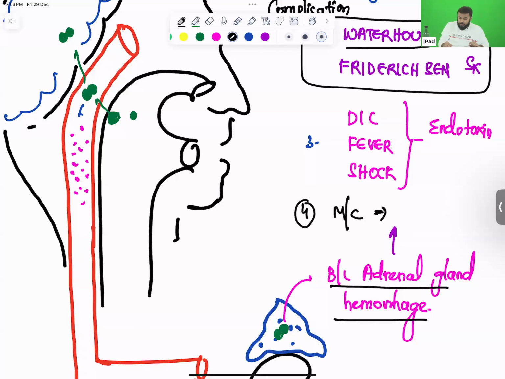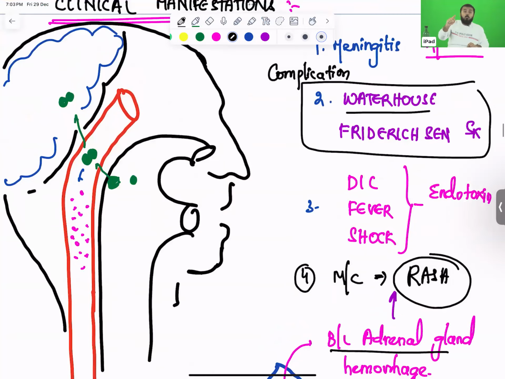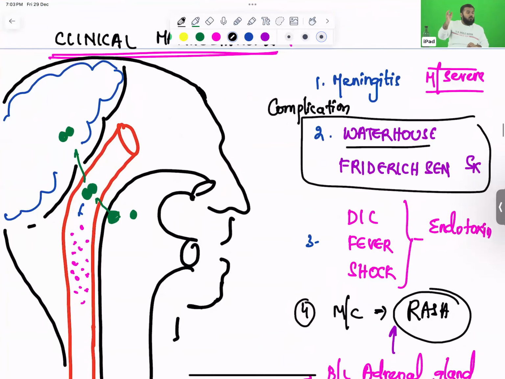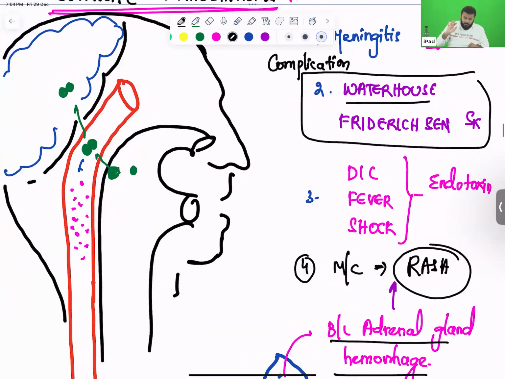Most common presentation kya hoga? Rash. Most severe presentation kya hoga? Meningitis. Most severe complication kya hoga? Waterhouse syndrome. Okay? Rash matlab ye dekho.